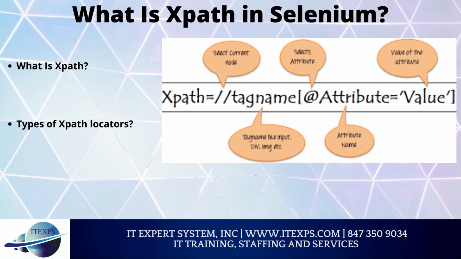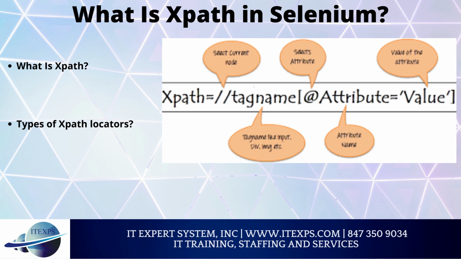Types of locators? To find the element on web pages accurately, there are several different types of locators. Here are a few locators. ID. Class name. Name. Link text. XPath. CSS path.